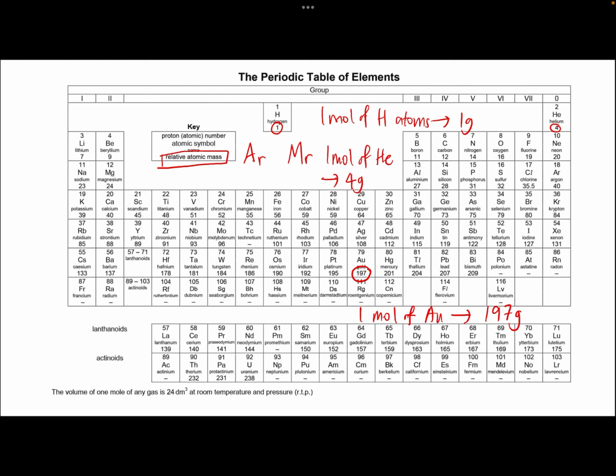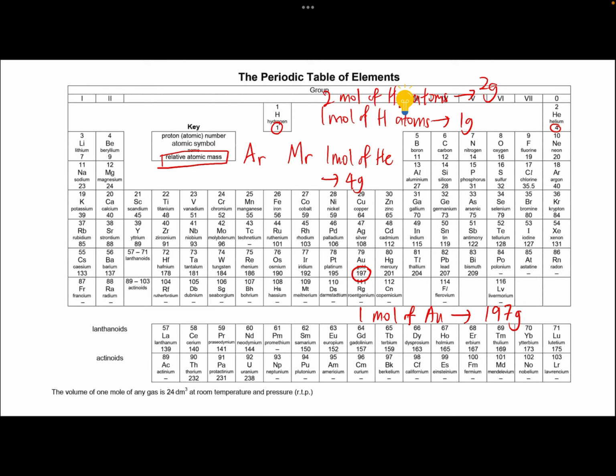Right, so why is this important? Because I can calculate the mass of any quantity of substance. So for example, if I have 1 mole of hydrogen atoms that gives me 1 gram, it means that 2 moles is just the double. This is 2 grams. Right, that is one.